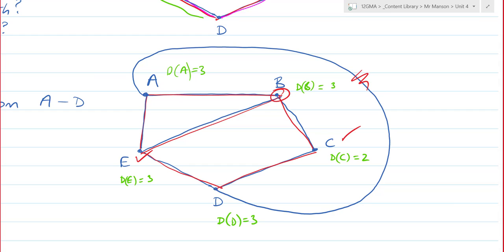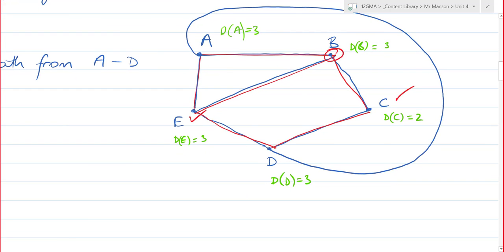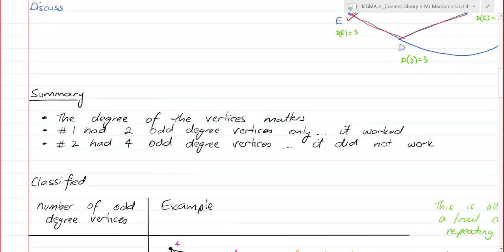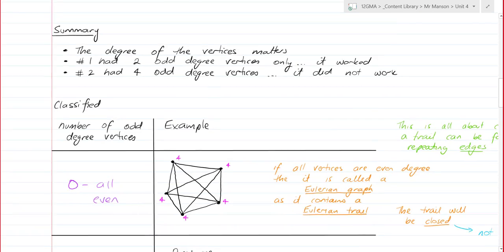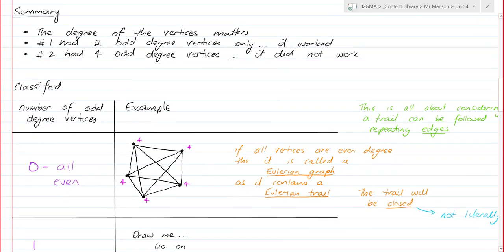All right. Summary. And this you'll want to write down at some point, but not now. I'm too quick. The summary is the degree of the vertices matters. If I have 2 odd degree vertices only, it worked. If I had 4 odd degree vertices, it did not work. And down here, number of odd degree vertices.